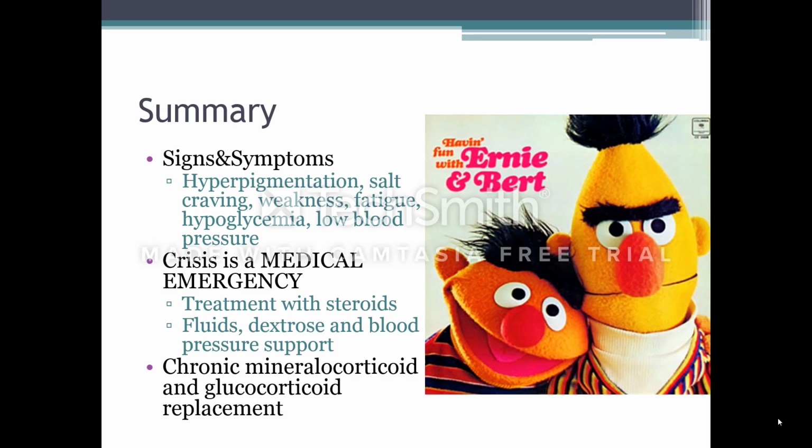In summary, remember the signs and symptoms of adrenal insufficiency, which includes hyperpigmentation, salt craving, weakness, fatigue, hypoglycemia, and low blood pressures. And remember that crisis is a medical emergency. Treatment with steroids is pertinent, and you will need fluid and dextrose support in addition. And these patients will require lifelong chronic mineralocorticoid and glucocorticoid replacement.